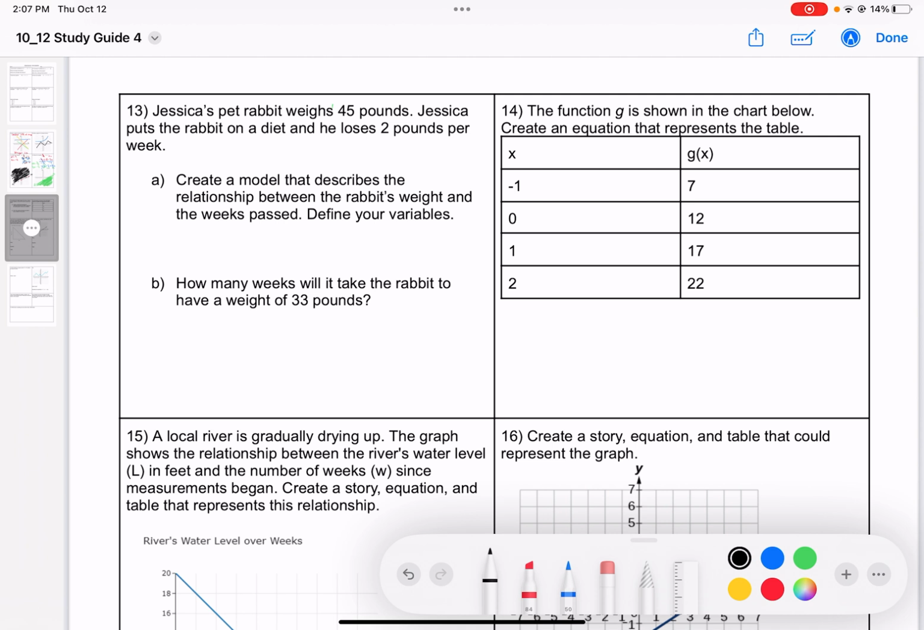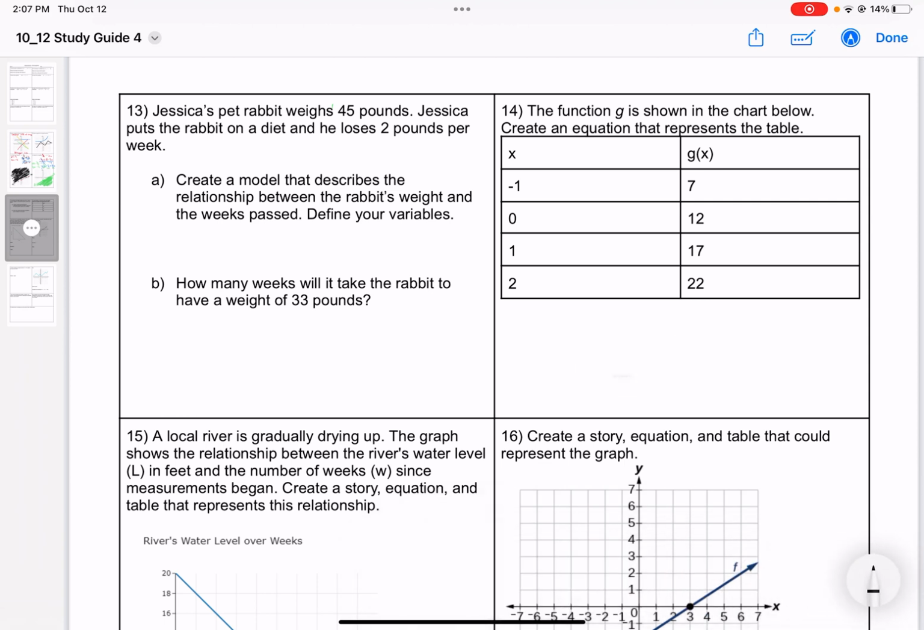All right, the function g is shown on the chart below. Create an equation that represents the table. So right away, I'm looking to see if this is linear. Linear is a constant rate of change. So this goes up 5, up 5, up 5. This is up 1, up 1, up 1. So yeah, it looks pretty good. This is linear. So I know I'm going to use the equation y equals mx plus b.